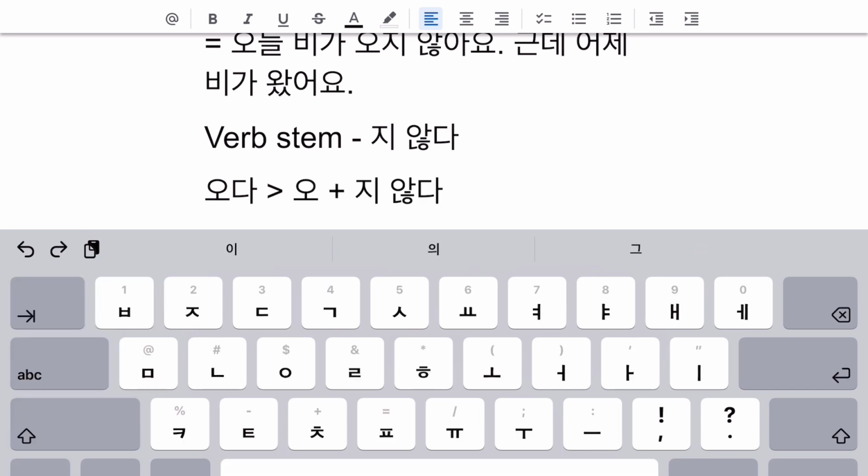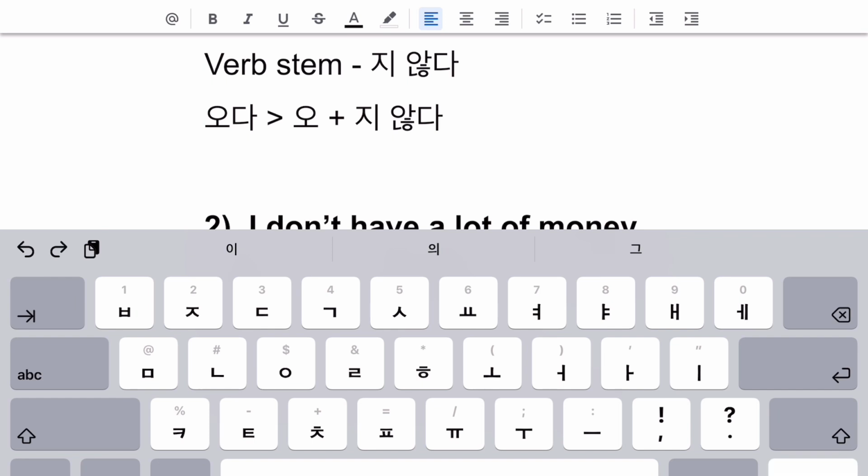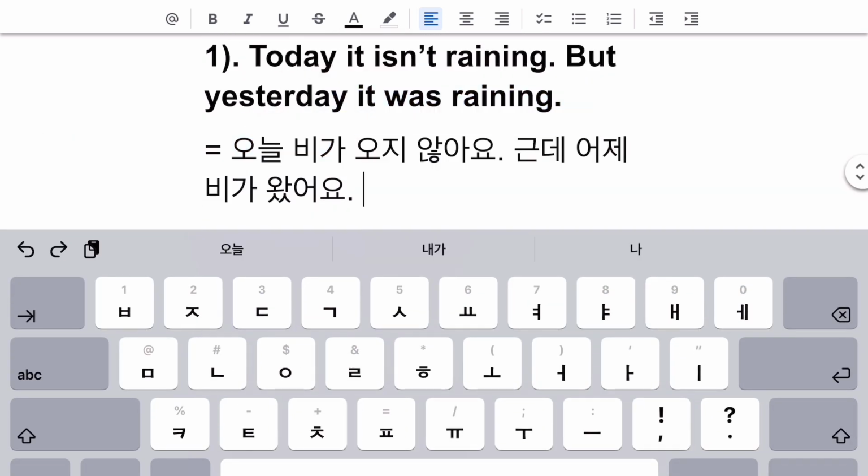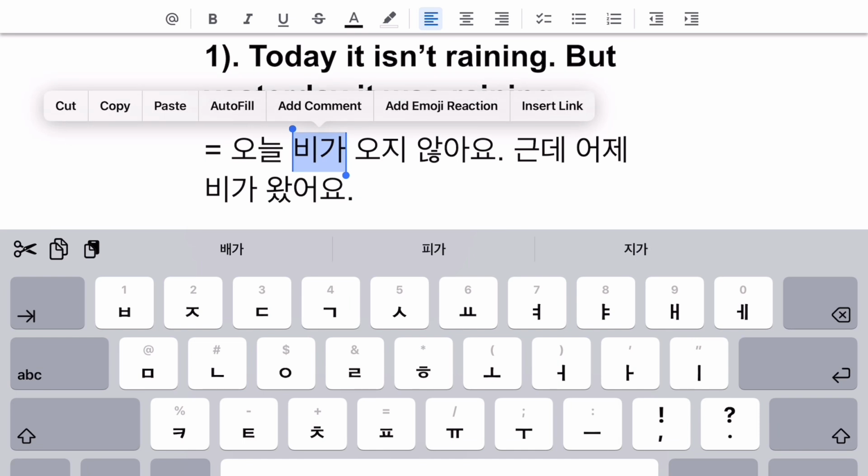Okay, and then I have another question. After rain, wouldn't you put an object particle right there? No. Because we're not acting on the rain. We're kind of describing it. We're saying okay, the rain is coming. 비가? So, I was confused with the object particles and what they're used for.